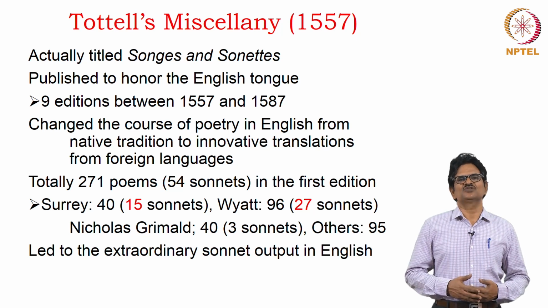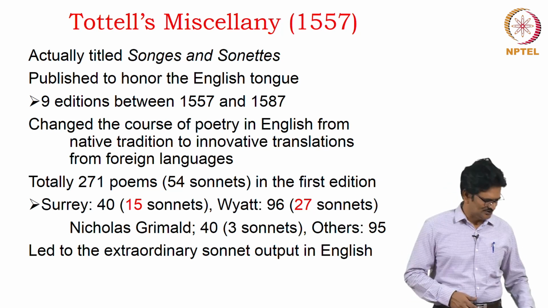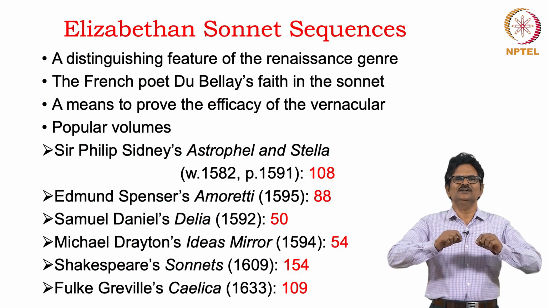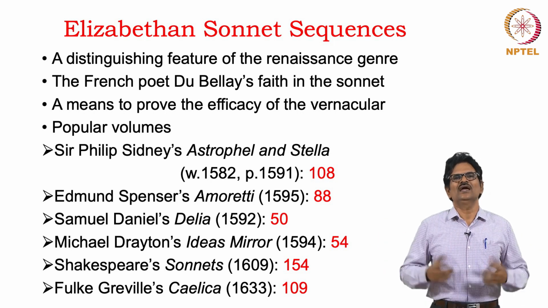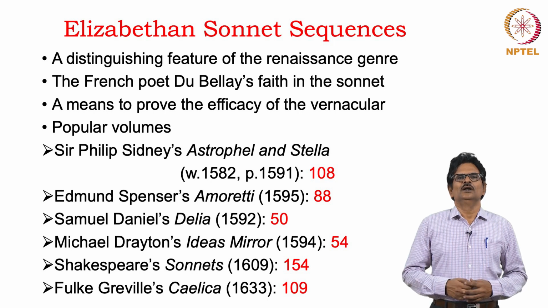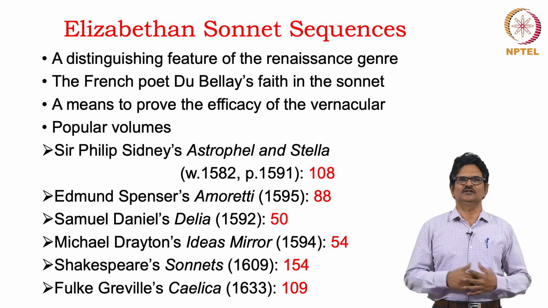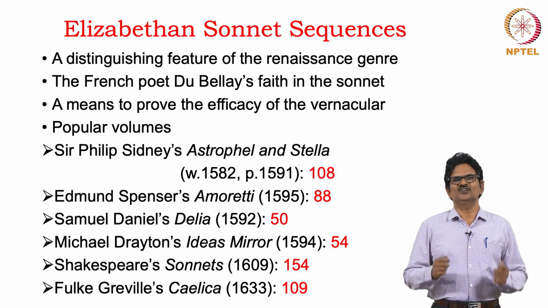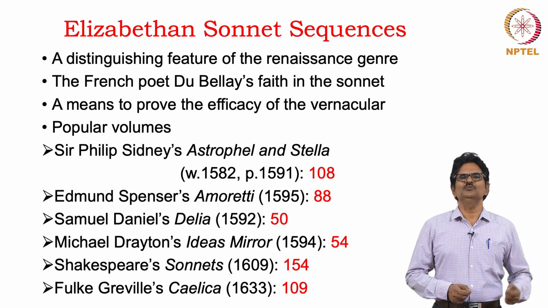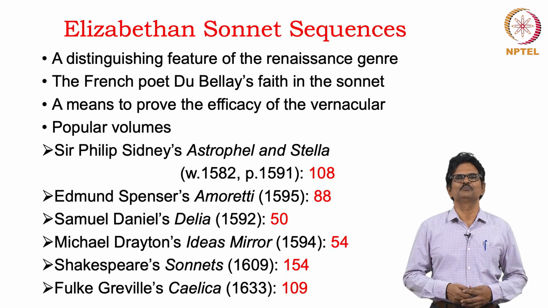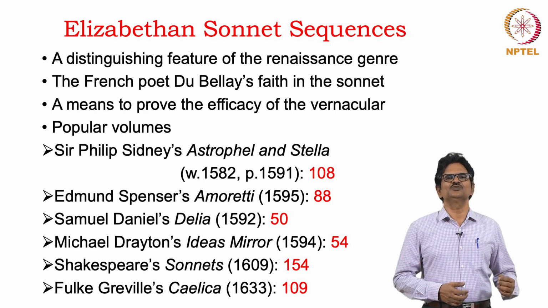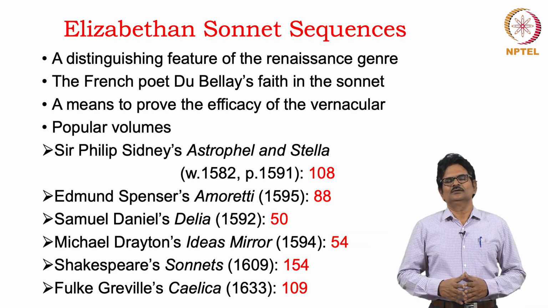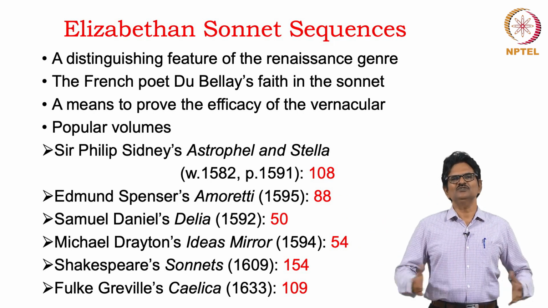This volume actually led to the extraordinary sonnet output in English. The extraordinary output in sonnet is expressed in the form of a completely strange phenomenon called the Elizabethan sonnet sequence. It is a distinguishing feature of the Renaissance genre. At that time, the French poet Du Bellay believed that the sonnet can contribute to reviving the native traditions. That is why he considered this to be a means to prove the efficacy of the vernacular to equal great writings from other languages.